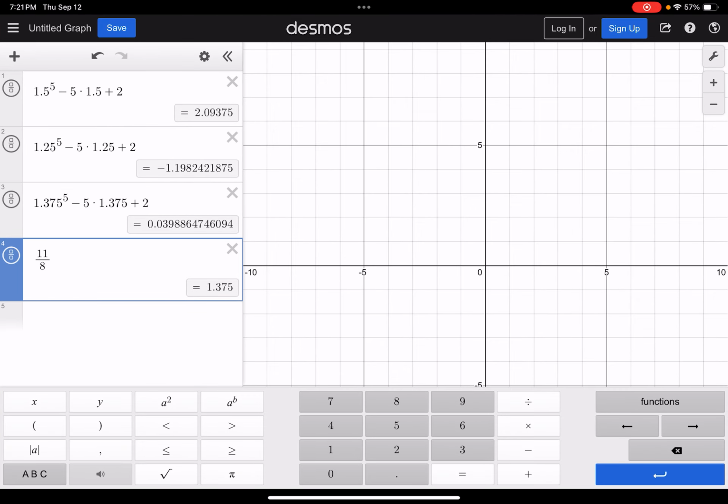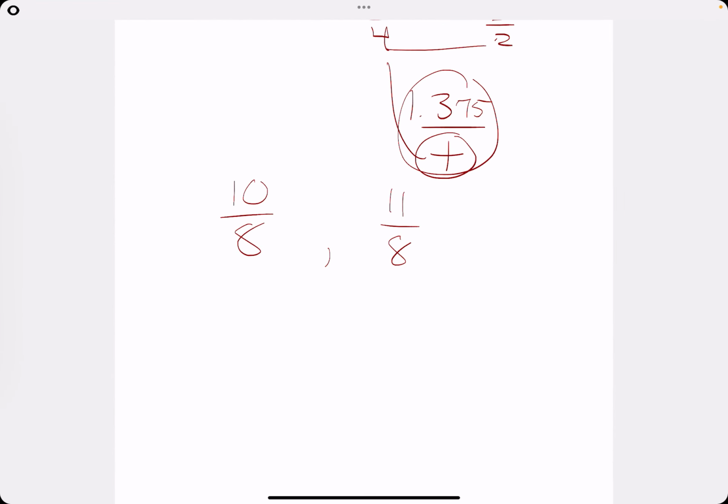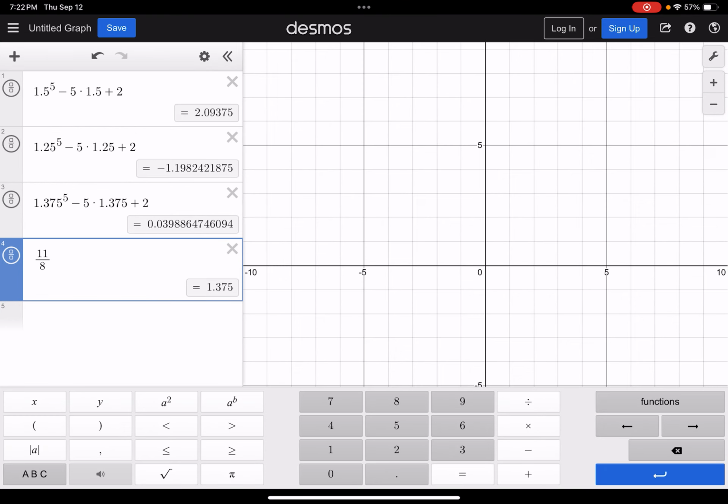All right, let's split it in half one more time. So what's between 10/8 and 11/8? Maybe it's easier to do fractions because let's multiply everything by 2. We get 20/16 and 22/16, right? So it'd be 21/16. That's all there is to it. 21/16 is the next number. 21/16 to the 5th minus 5 times 21/16 plus 2. And we get a negative value.